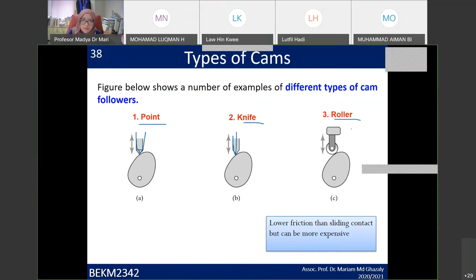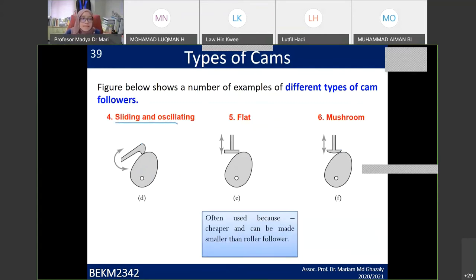And then you have the roller type. Normally it is not used in the engine, but roller is normally used for production and manufacturing. It is used because it has lower friction and is easy to maintain compared to the point or knife type. Of course, you can use point and knife followers with the roller, but you need to make sure the contact between the cam and follower has low friction. Low friction means the material needs to have low surface friction.